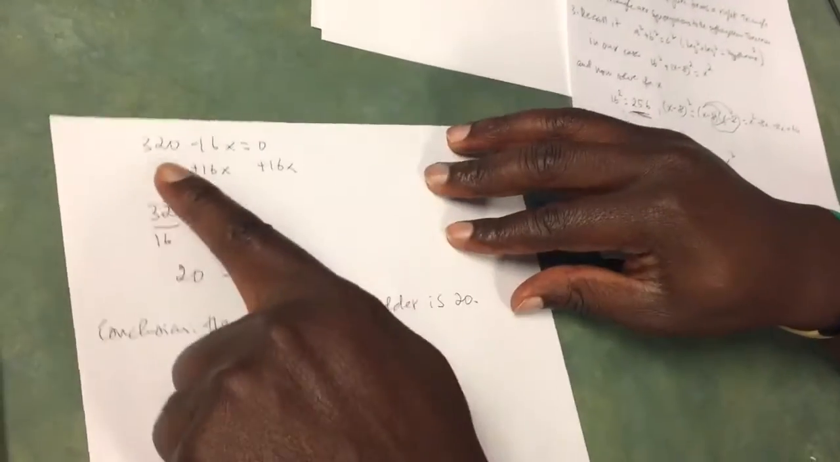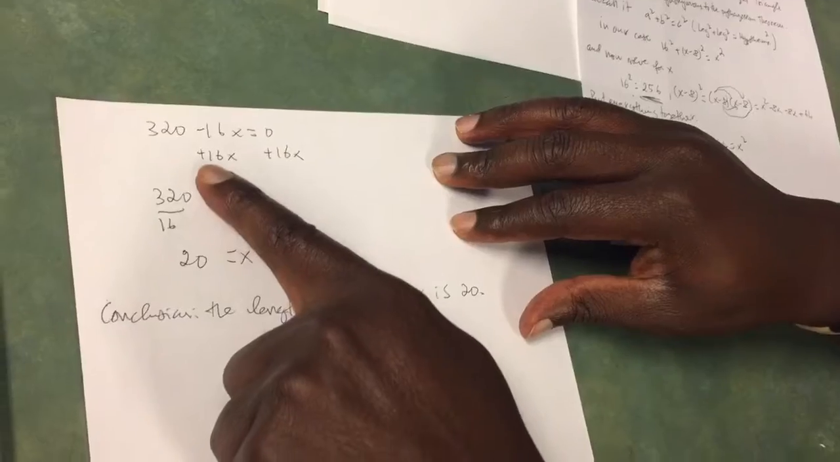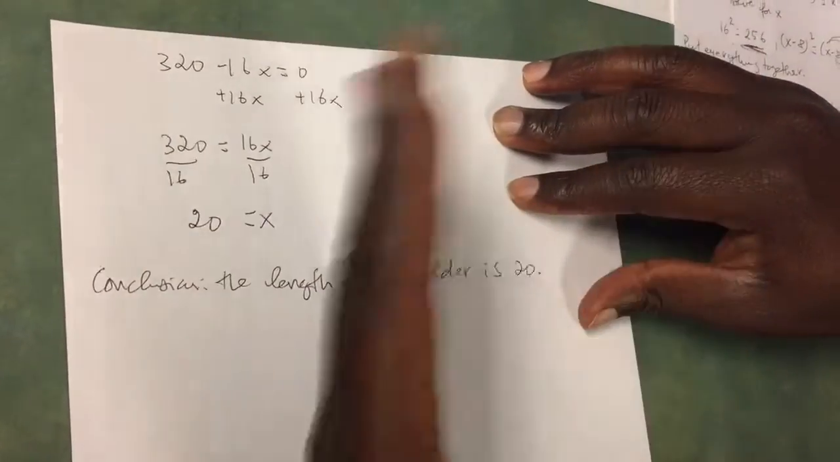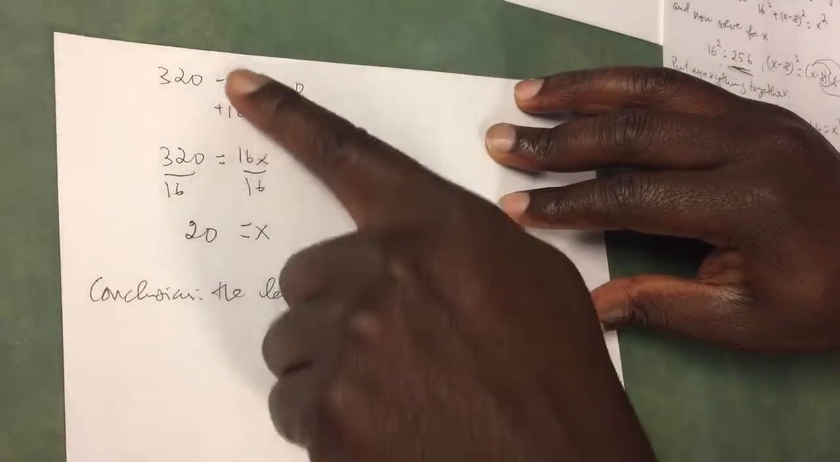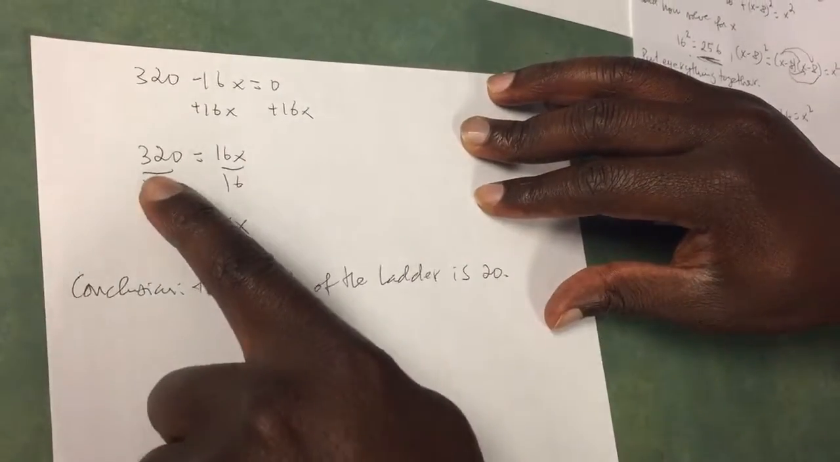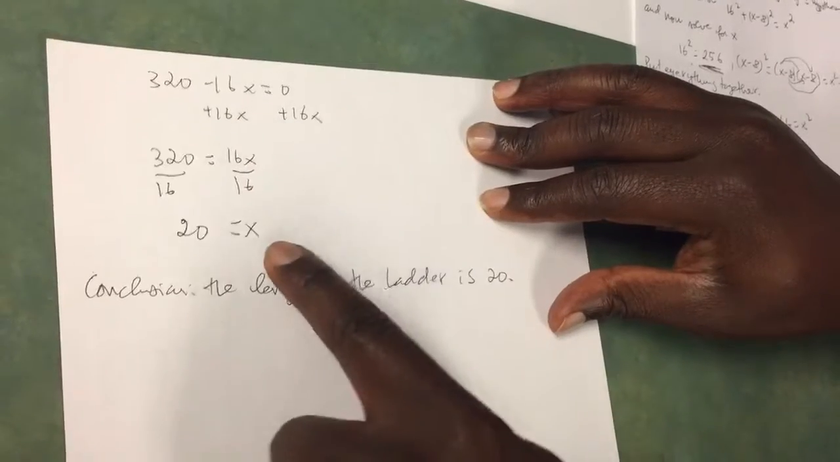I'm going to jump on to the next slide or next page or whatever. So we have 320 minus 16x equals 0. So you're going to add 16x because you want to isolate your x. You want x on one side and the numbers on the other side, so that way you can solve for your x. So you add 16x, that means you're going to subtract it here and it's going to cancel out. So you have 16x equals 320, divided by 16 because you want to isolate your x. And then you're left with x equals 20, which is the length of your ladder.